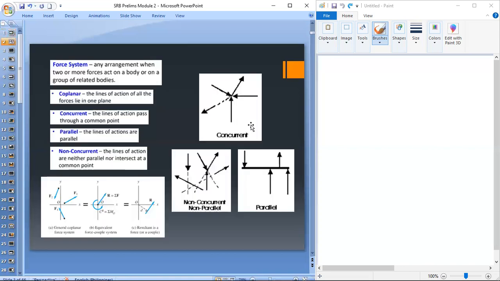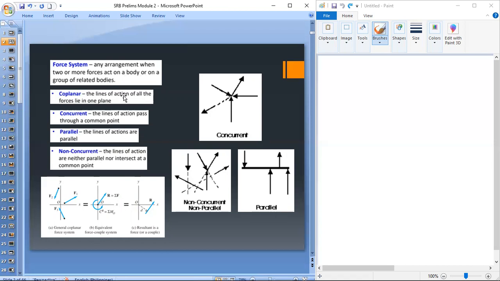First, I'll explain about the force system. Nung nakaraan, hindi ko nasabi yung iba't ibang force system natin na gagamitin. Nilagay ko na dito, kasama sa module, overview lang din. Force system: any arrangement when two or more forces act on a body or a group of related bodies. We have four systems here: coplanar, concurrent, parallel, and non-concurrent.